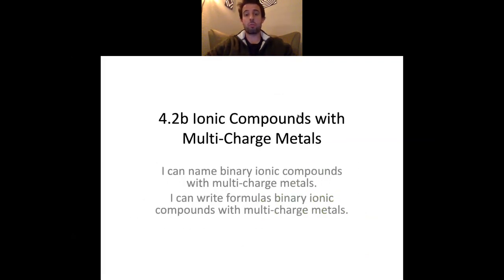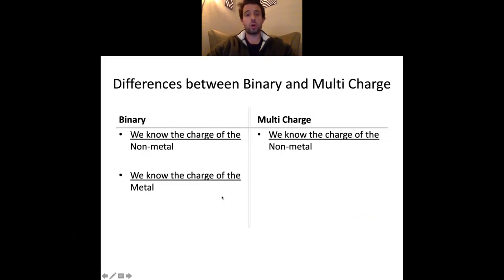Okay, we're going to talk about multi-charge metals. Can we name them, and can we write the formulas? So here's what we've done already. We did binary, which is where we know the charge of the nonmetal and we know the charge of the metal. We know the charge of our nonmetal, which is usually our anion, and we know the charge of the metal, which is usually our cation.